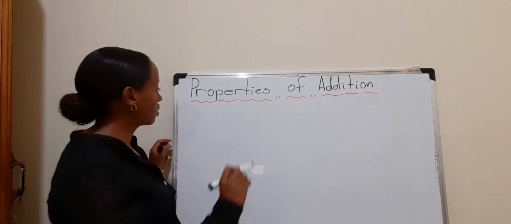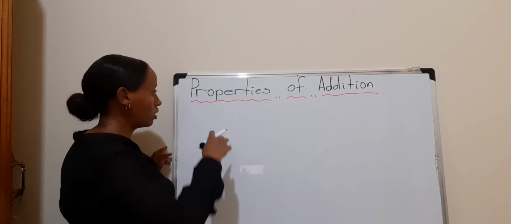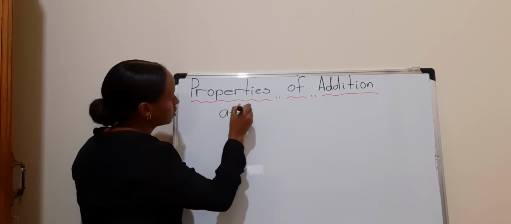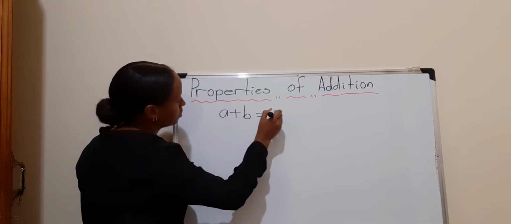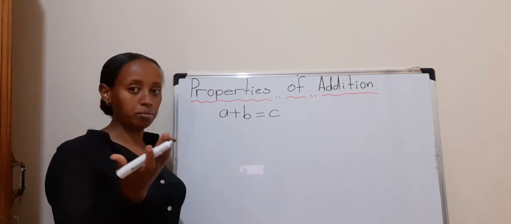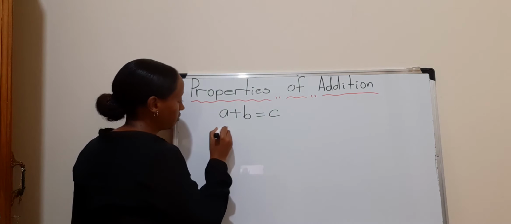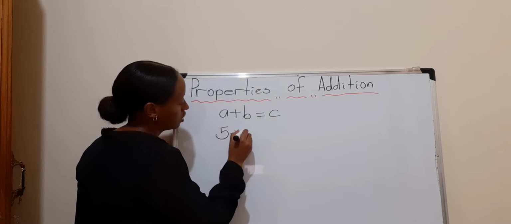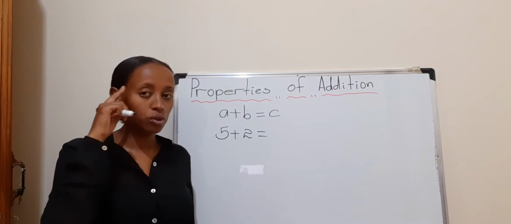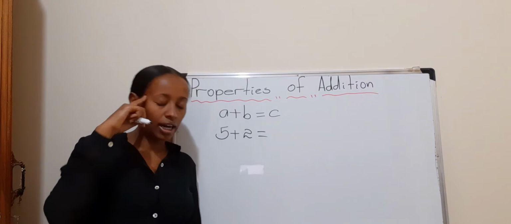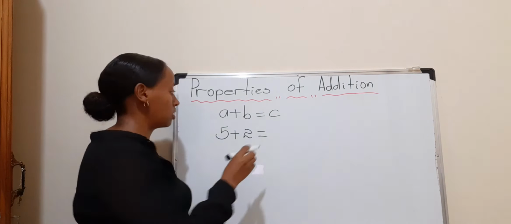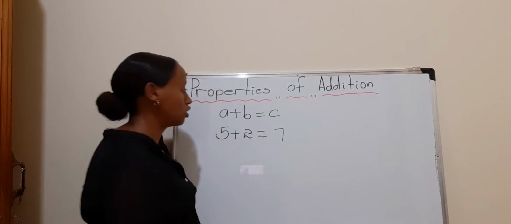Look, if you have two numbers, let's call them A plus B is equal to C, or we can replace these with numbers. Tell me any number. For example, 5. 5 plus 2 is equal to what? We put 5 in our mind and 2 in our fingers: 5, 6, 7. So the answer is 7.